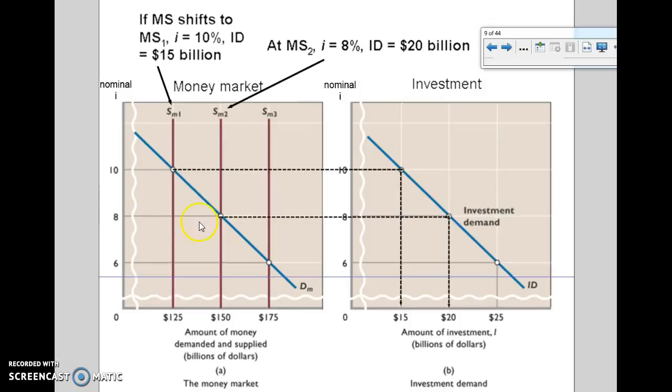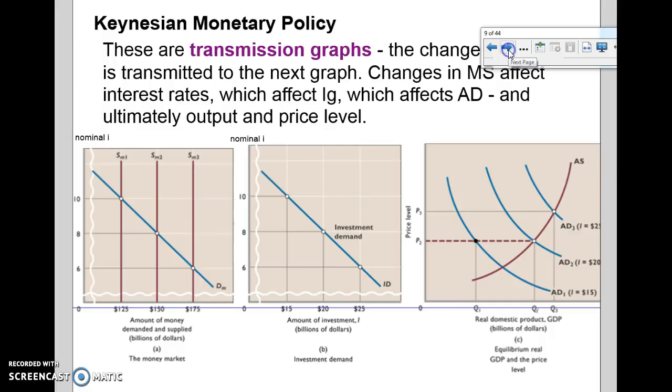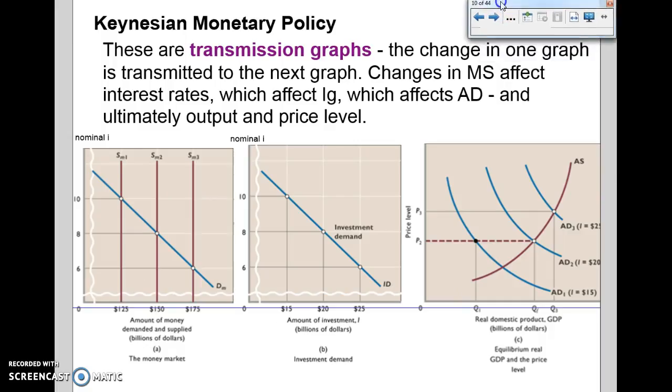And so notice that if interest rates go up, there will be less demand for investment, because people will not be willing to invest at such a high rate of interest. It's not worth it to borrow at that high of a rate unless you can make a lot of money from it. And so these are called transmission graphs. This is very, very Keynesian, showing the impact on demand and supply.